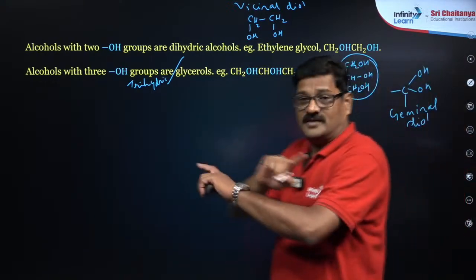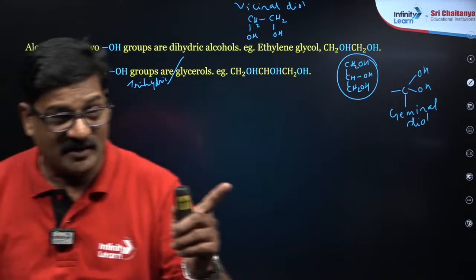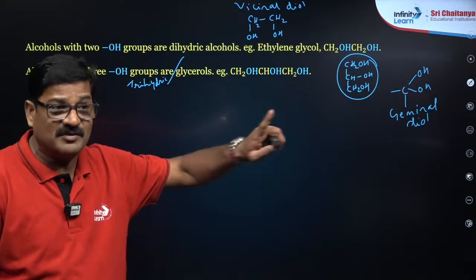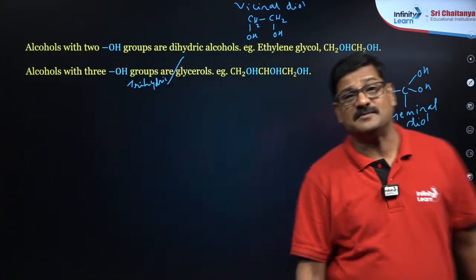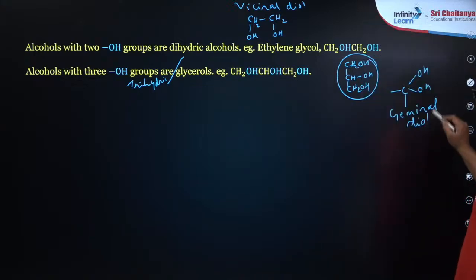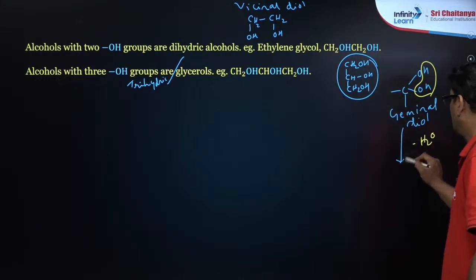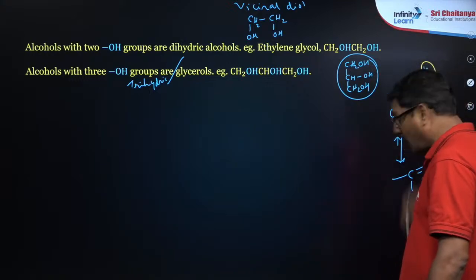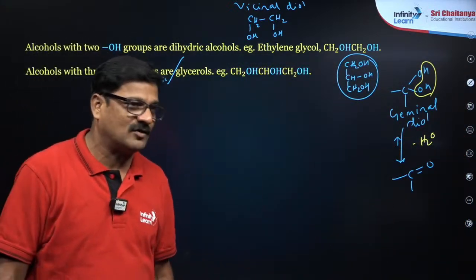Geminal diol will never be stable. Ramesh, as you said about vicinal diol, I just want to add about geminal diol. A geminal diol will never be stable, because these two OH groups, for steric reasons, will dehydrate by themselves. So that water molecule is going to be eliminated, and it is going to be given as C double bond O. The equilibrium always moves forward, right beta? Ramesh, hope you are understanding the concept.